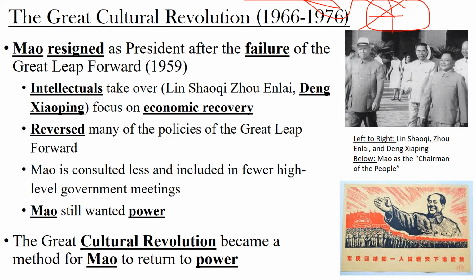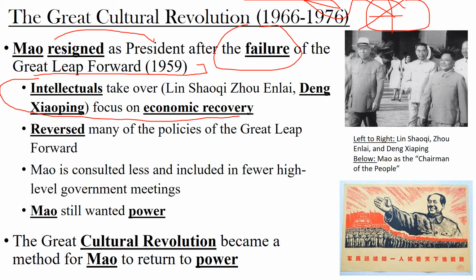So Mao is effectively forced to resign by pressure of the other leading communists because of the failure of the Great Leap Forward. And he's still kind of there, and he still goes to meetings occasionally, but he's not in charge anymore. And intellectuals, people with a higher level of education and new ideas of how to modernize China, Liu Shaoqi, Zhou Enlai, and Deng Xiaoping, who's going to be a huge guy later, so remember him. And these are all survivors of the Long March.